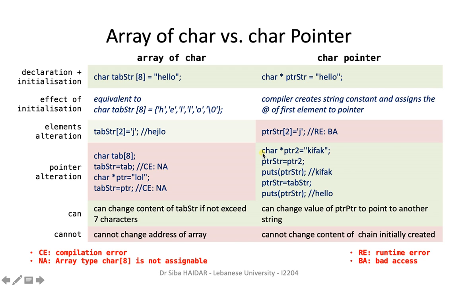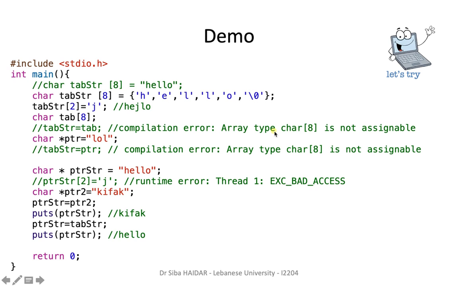So here you are writing char star ptr2 equal key fac, and you make ptr str equal ptr2. This is allowed. So now the constant key fac is pointed to by ptr2 and ptr str, and hello is there in the memory, nobody points to it. And then you can also make your ptr str point to your char character. We have also seen this in the previous section. This is also possible. Let's check.